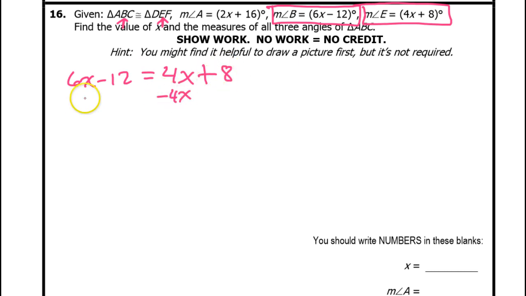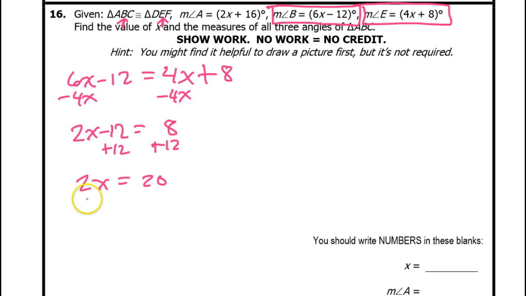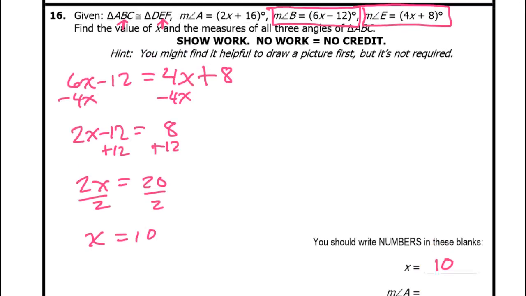So subtracting 4x from both sides, that will give me 2x minus 12 is equal to 8. And if I add 12 to both sides, that will give me 2x is equal to 20. And if I divide both sides by 2, I get x is equal to 10. All right, so x is 10.